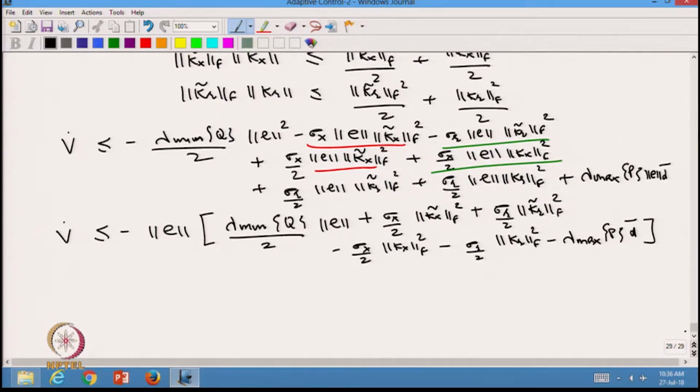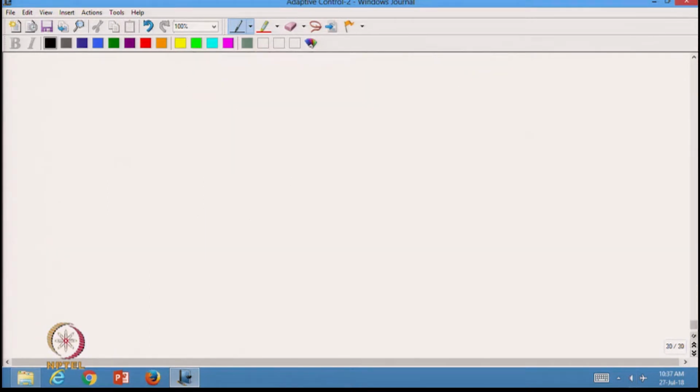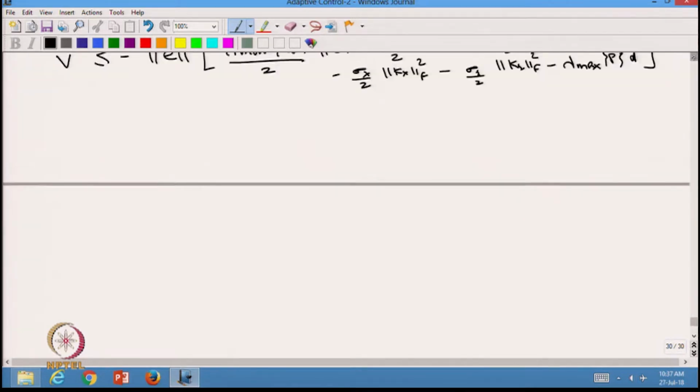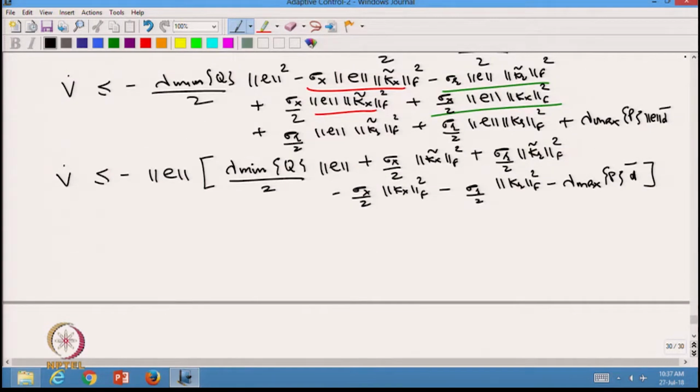So now what can we conclude from here? We can conclude that if the term in the brackets is positive, then we can say that V dot is less than equal to 0 and all signals are bounded and we are done, right. So for the case that this term in the brackets is positive, we don't have a problem, because V dot will be less than equal to 0. We can prove the signals are bounded. But what if this is negative?